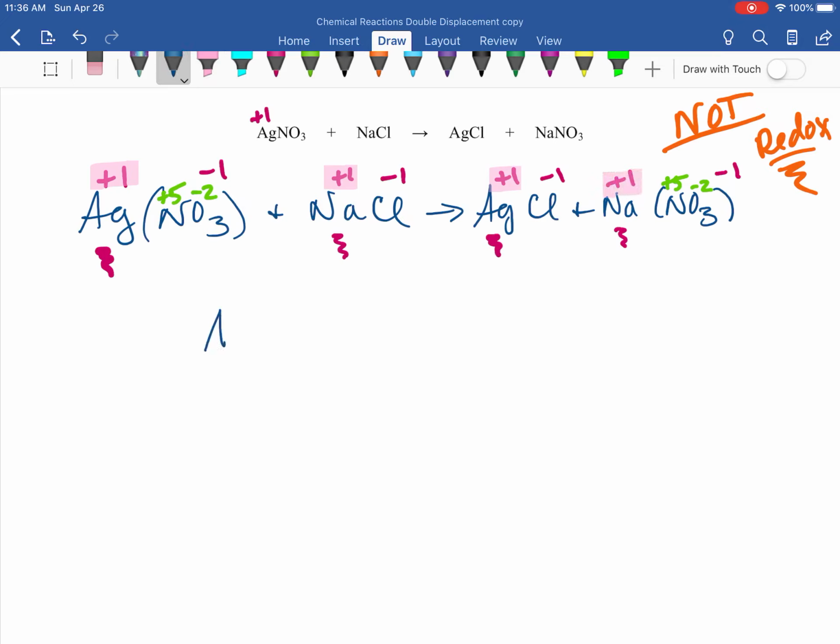We are switching partners in this one. So your silver and your sodium, your two plus sides, look at our cations here. They are literally switching partners. So if we want to write that out in general, you'll notice that our double displacements always follow that same kind of process, and we end up switching those partners. So if you want to write that down as a general scheme of your double displacements, there you go.